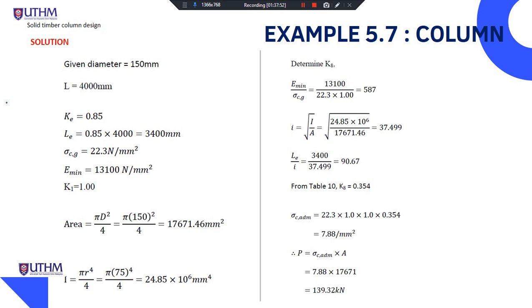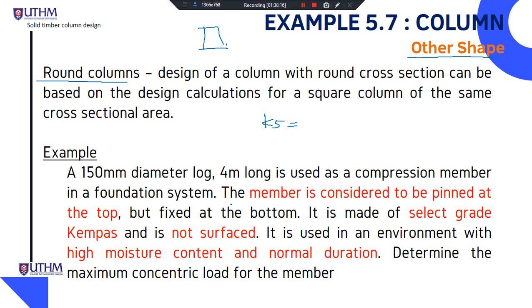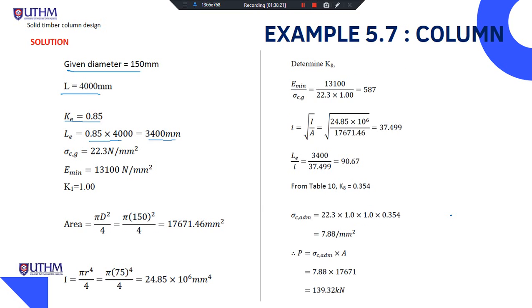So this is the solution. Given diameter 150, the actual length is 4000 millimeter, and our effective length is 0.85 multiplied with 4000, thus 3400 millimeter. Our compression stress parallel to grain from Table 1 is 22.3. In Table 1, you refer to the species compass and grade select. Our E minimum is 13,100 Newton per millimeter square, and for normal loading K1 is equal to 1.